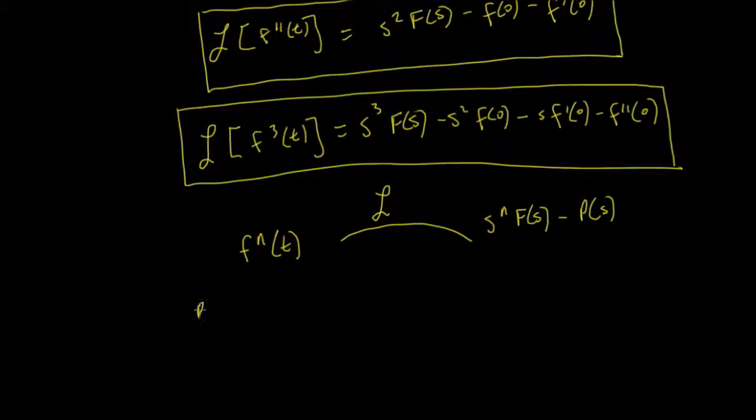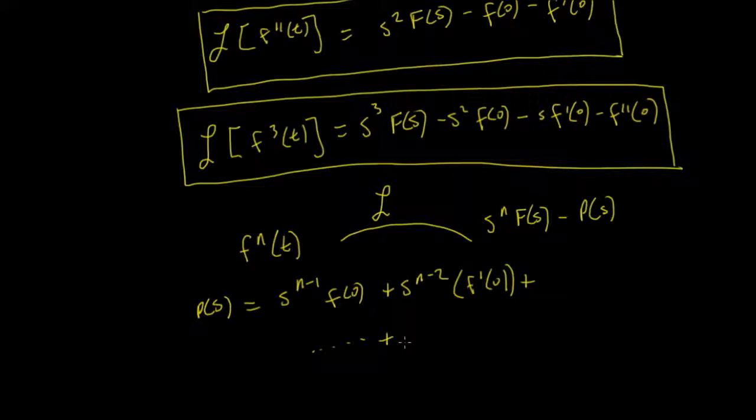Okay, now we know that P of s is going to look like S^(n-1), because n is 3, so S^(n-1) times f of 0, plus S^(n-2) times the derivative f'(0), and if you come all the way along to the opposite end, whenever the f starts increasing, you're going to end up with f^(n-2)(0) plus f^(n-1)(0).